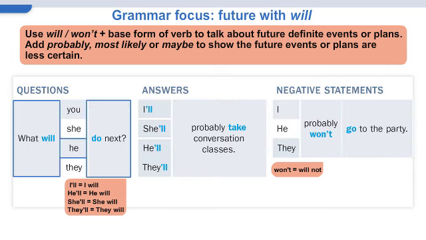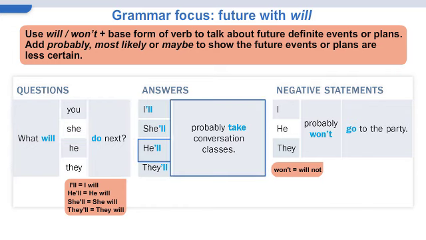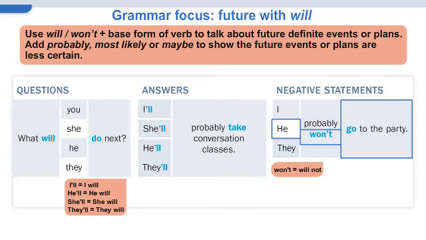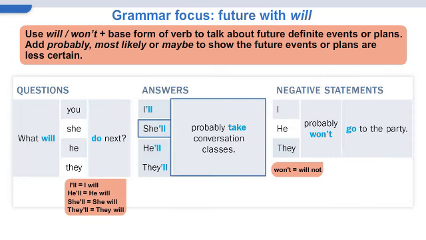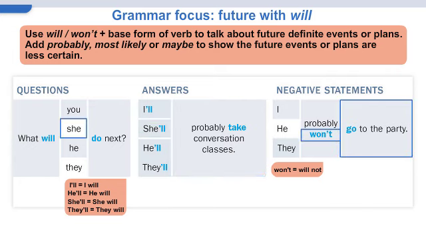What will he do next? He'll probably take conversation classes. He won't go to the party tomorrow. What will she do next? She'll probably take conversation classes. She won't go to the party tomorrow.